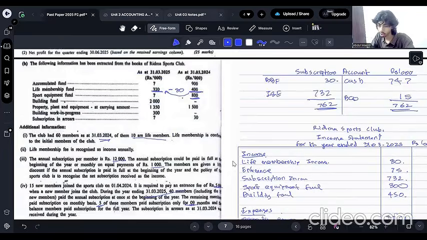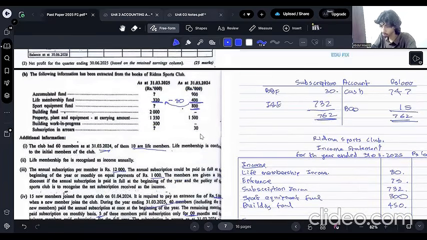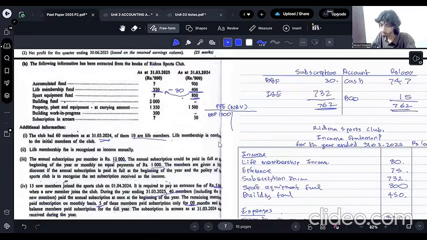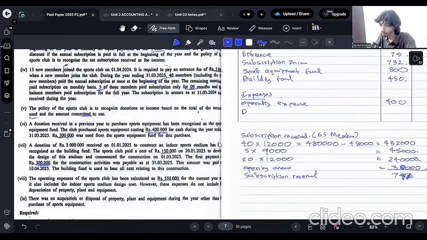So now for PPE, you can prepare a small PPE account. Opening balance of the carrying value, PPE net book value, opening balance 1,500. You have during the year purchased office equipment worth 400, in total 1,900. Closing balance 1,350. Then you can find a depreciation here, 1,900 minus 1,350, that is 550. Depreciation of property, plant and equipment 550.